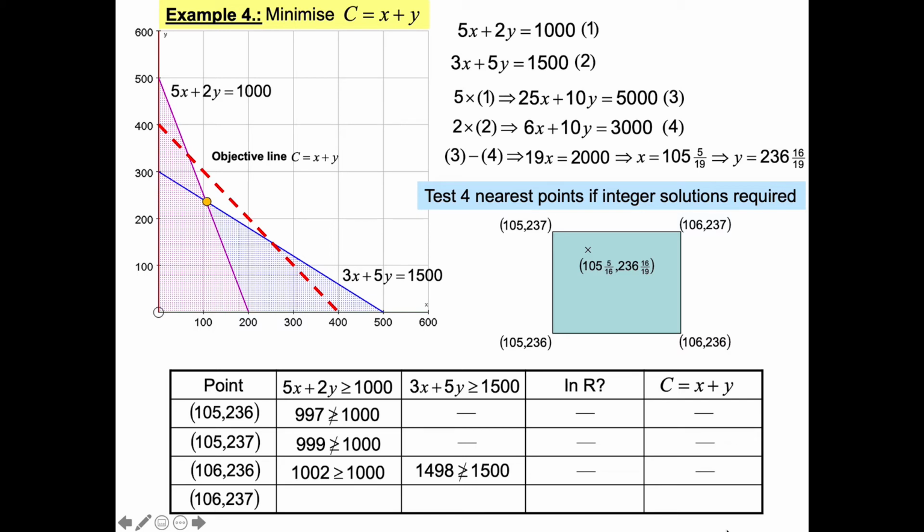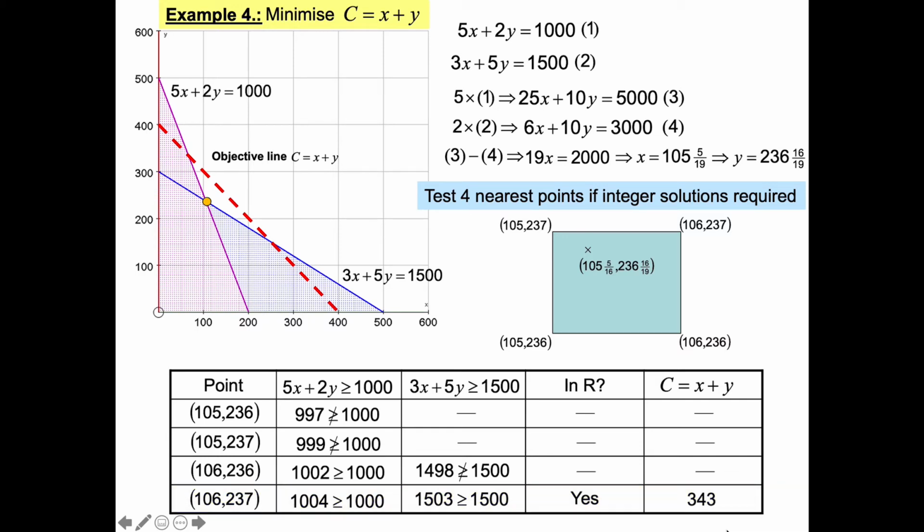And then the last point that you locate and are going to test, the first constraint is satisfied, the second constraint is satisfied, that means it is in the feasible region, and then you find out the value.